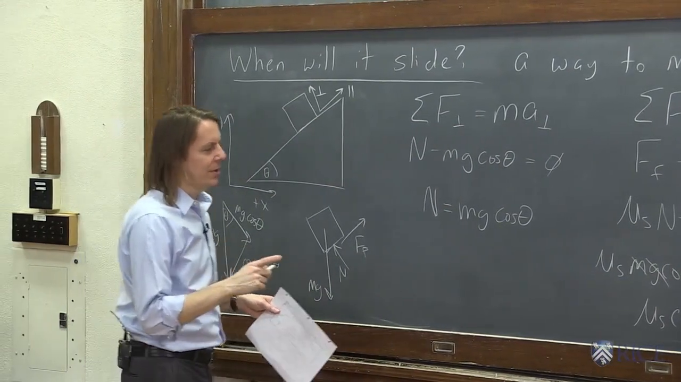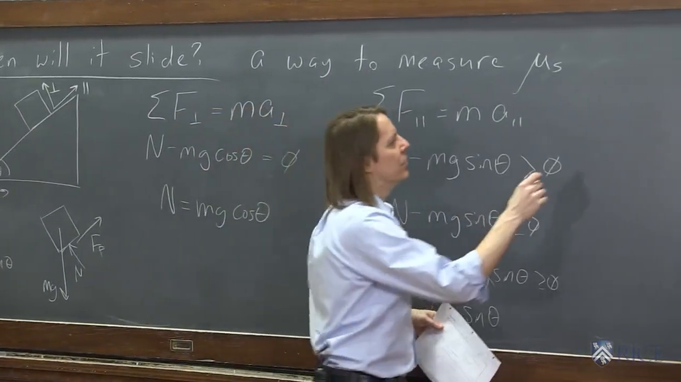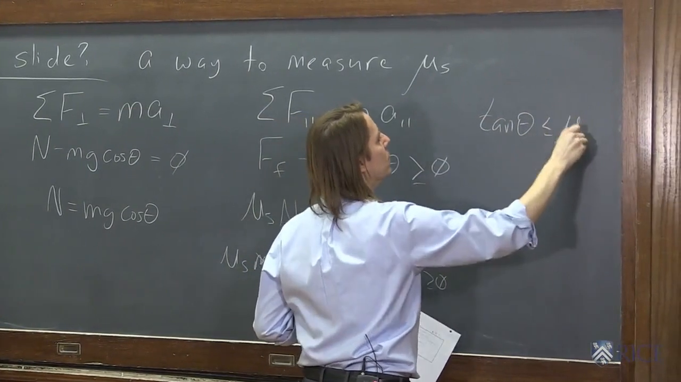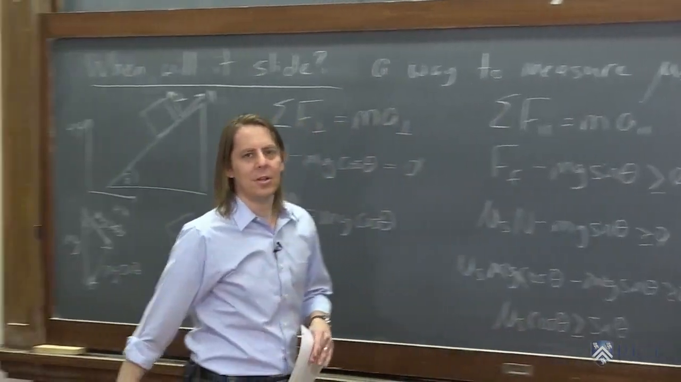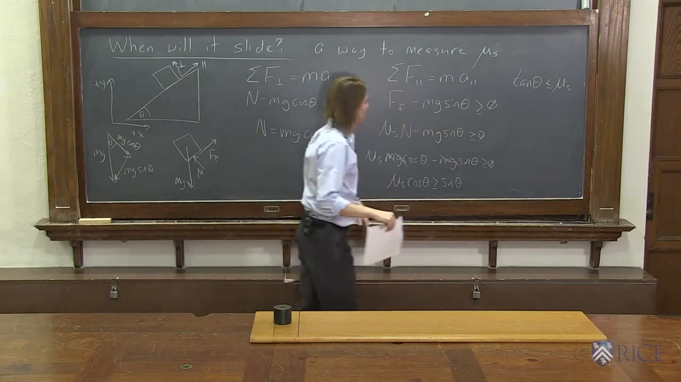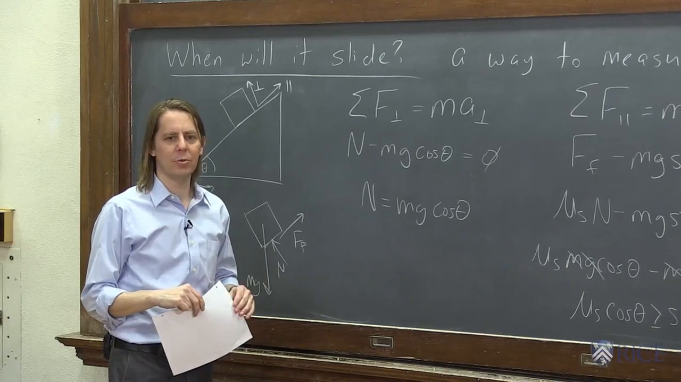There's a nicer way to write that, which is to bring the sine to the other side. Sine over cosine is tangent, right? So as long as the tangent of theta is less than or equal to mu s, it won't slide. This is the point where it will begin to slide. So we're saying that we've got to keep tangent theta below mu s, and that's the critical point.